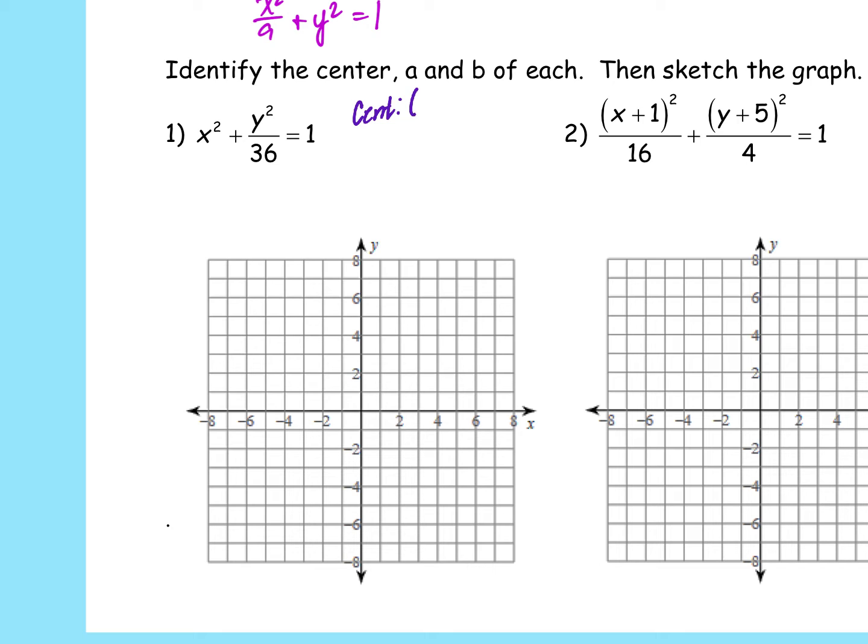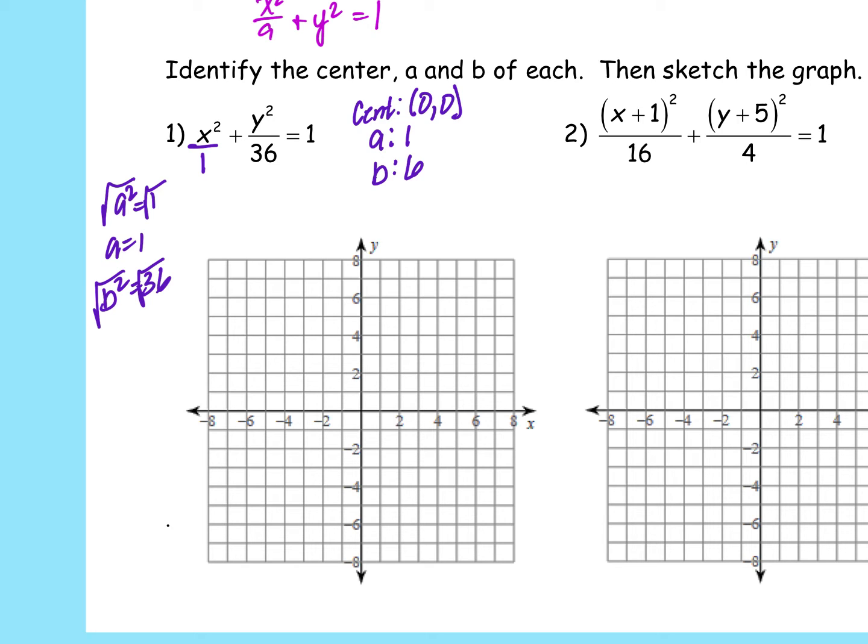Nope. 0, 0, right? And A is with x, so what's my A? So this would be divided by 1, so A is going to be, remember it's the square root of that, so A squared equals 1, so A is going to be 1. And B squared equals 36, so if I square root it, B equals 6. Are you okay with that?